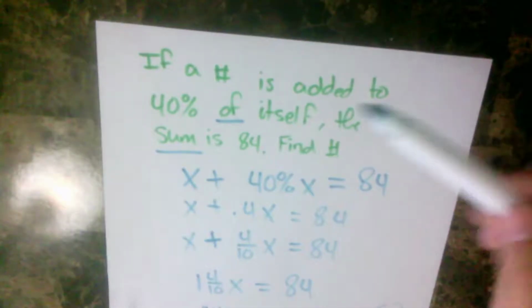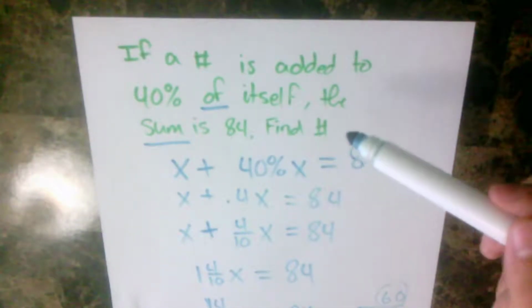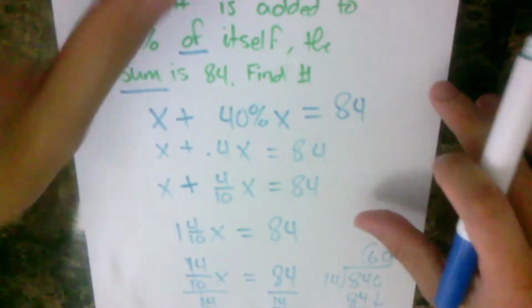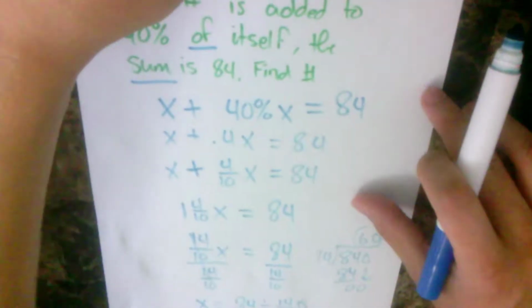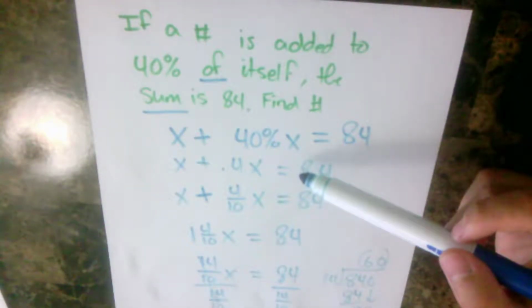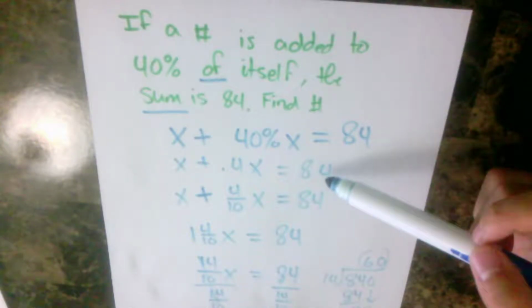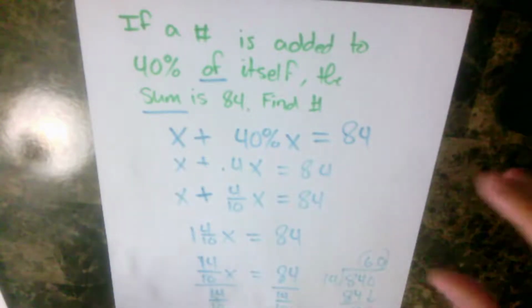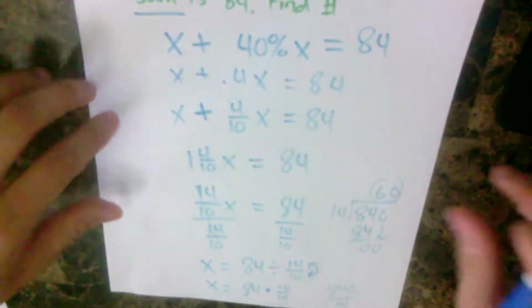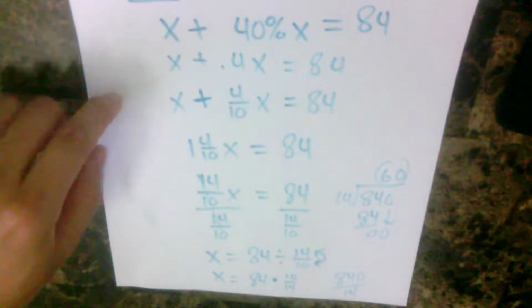So if a number is added to 40% of itself, the sum is 84, find the number, your number there would be 60. And again, this is how to do this particular problem using fractions. You can use decimals and a calculator, and honestly, it'll probably be pretty quick. So there's that problem. I'm going to go ahead and move it down a little bit so you can see the ending. And then, yeah, feel free to rewind, feel free to pause as much as you need to.